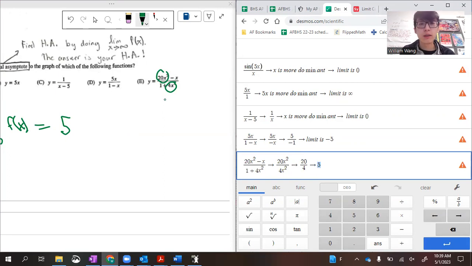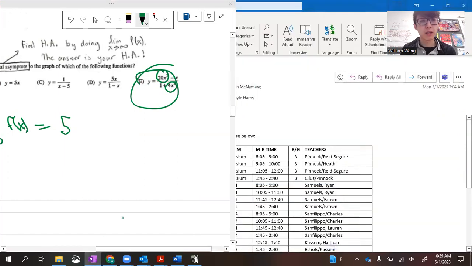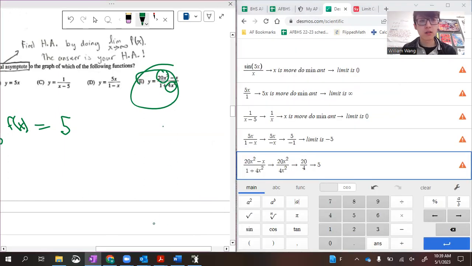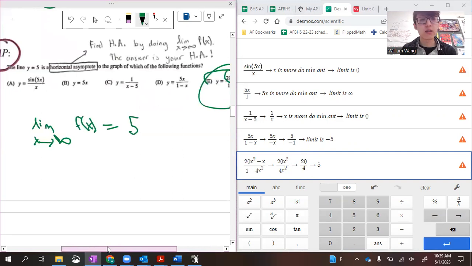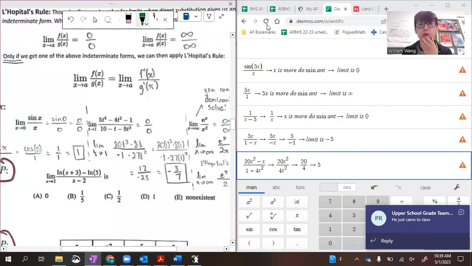This is what I'm looking for, so my answer choice is going to be E. E is the correct answer. My horizontal asymptote is 5. Remember, because my limit going to infinity is 5. Okay, hopefully that makes sense. Let's move on to the next problem.